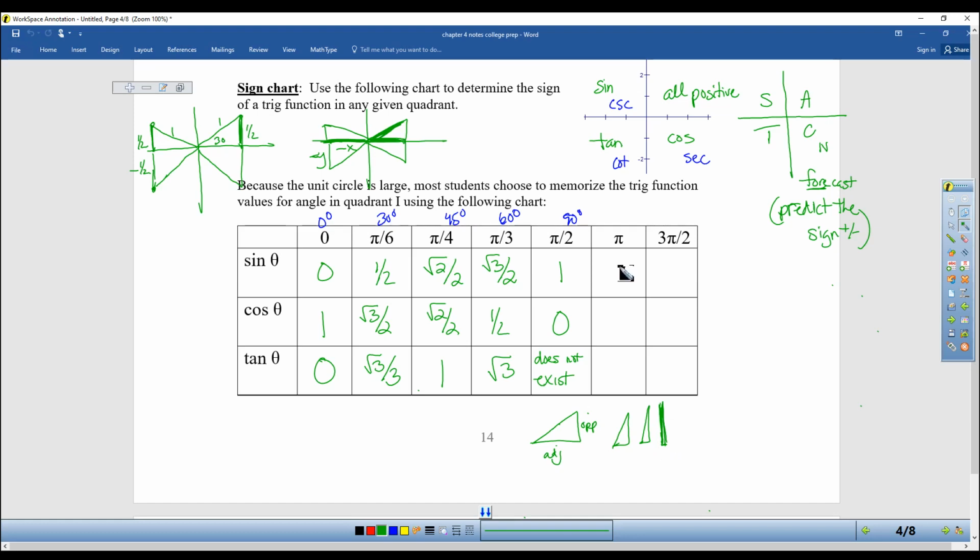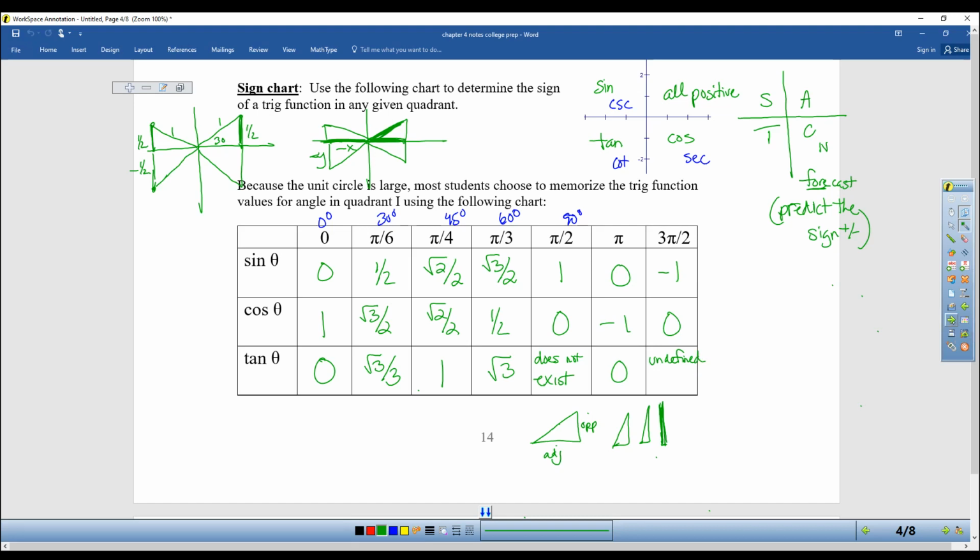And then sine of pi is 0, and sine of 3 pi halves is -1. We'll talk about those more in section 4.5, but you can just write them down for now. This is -1 and then 0. This is 0, and again, does not exist, or you can write undefined.